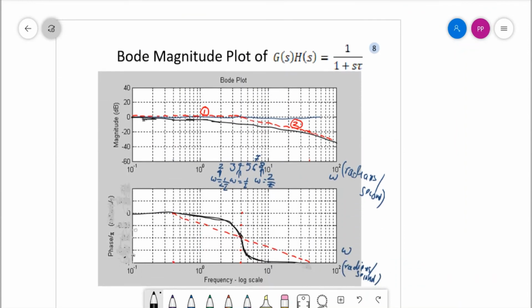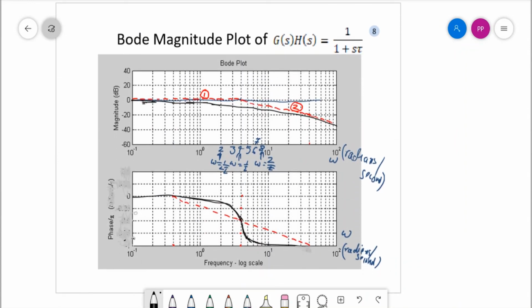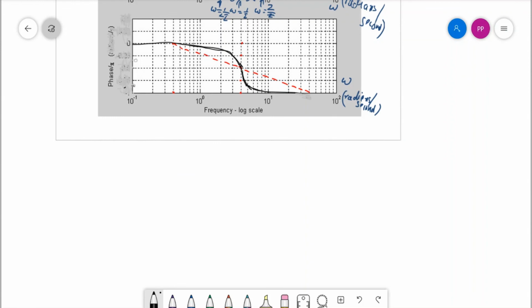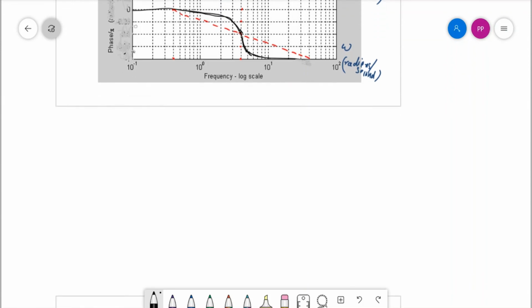Again, I have drawn it for clarity. This is a pre-drawn plot, and I have drawn it by hand. If you use MATLAB, you can draw it very neat and clean, and you can understand how the changes are happening. So this much is for today, and in the next lecture we shall learn what the Bode plot is for second order systems.